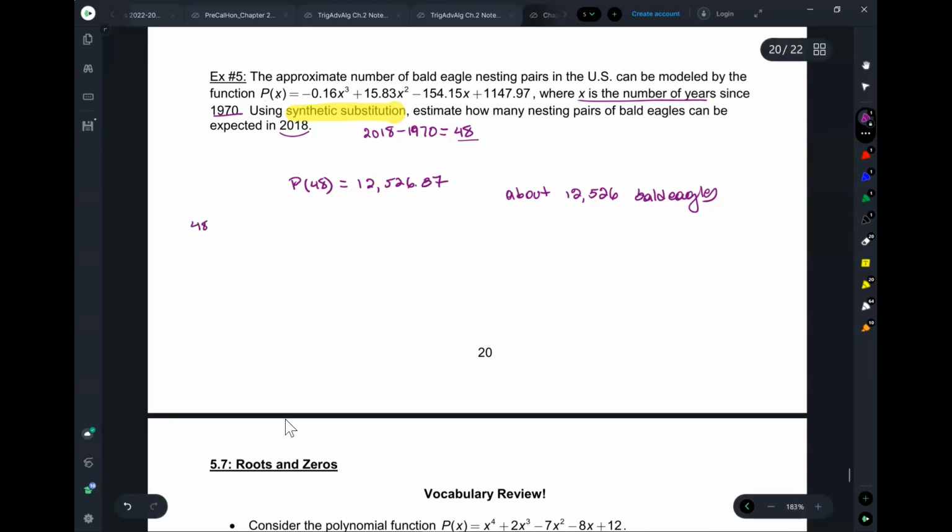Okay, so here we're going to put 48. And then this is negative 0.16, 15.83, negative 154.15, 1147.97. The negative 0.16 comes down, and here I get negative 7.68. When you add 8.15, multiply 391.2, 237.05, 11378.4, 12,526.4.